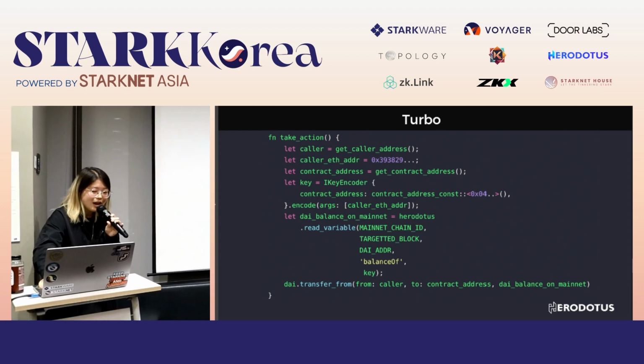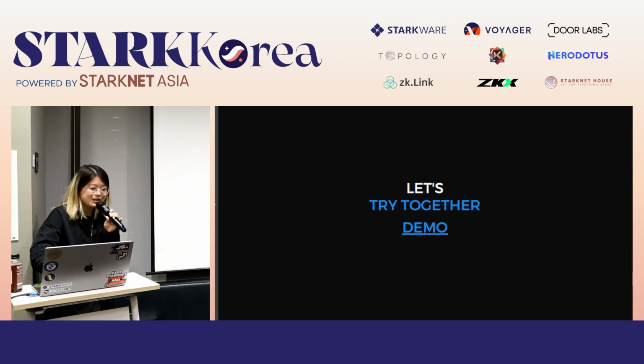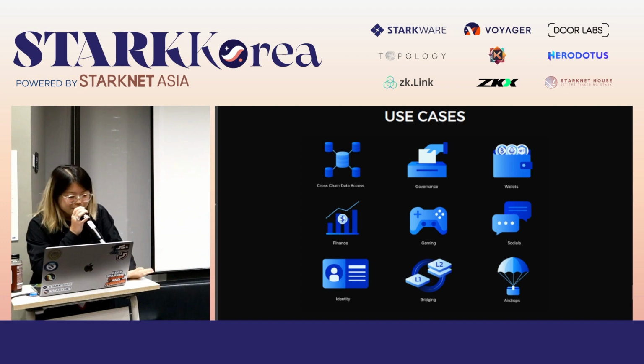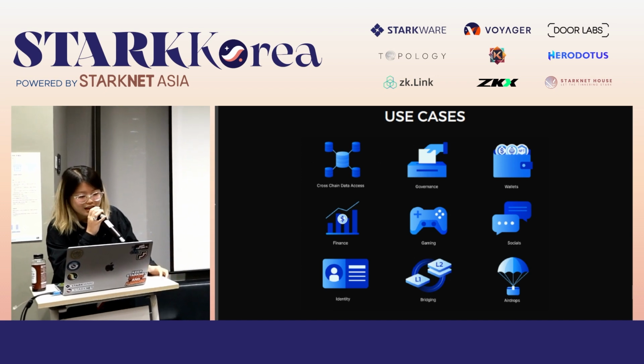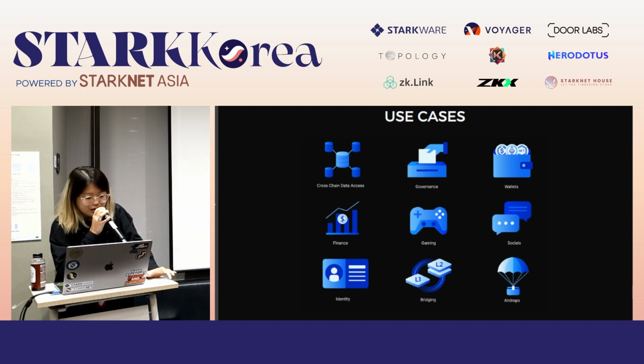Then you may ask why this is useful. There are many use cases, of course. One of the use cases that we are talking about with SnapshotX is cross-chain voting using storage proofs. You can make a proof of an asset, and based on an L1 asset, you can do the voting on the L2. And also you can do identity.